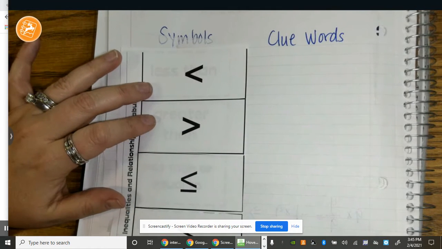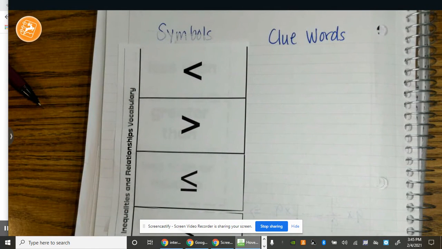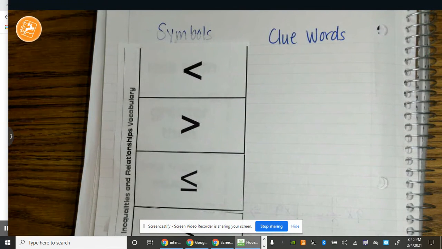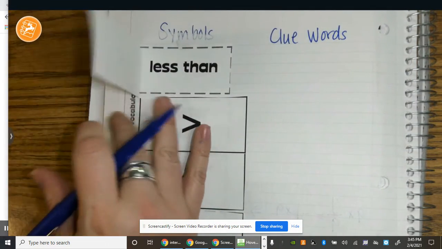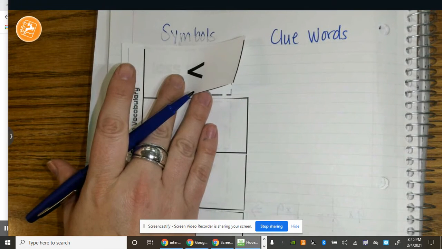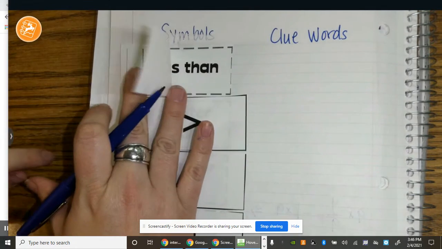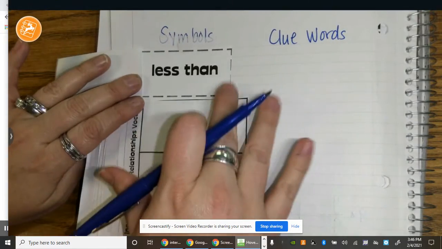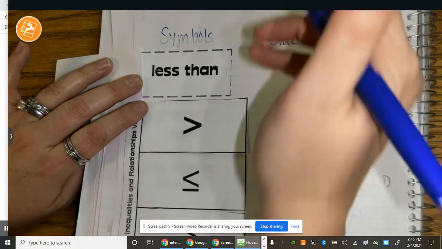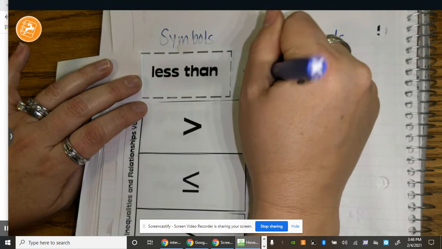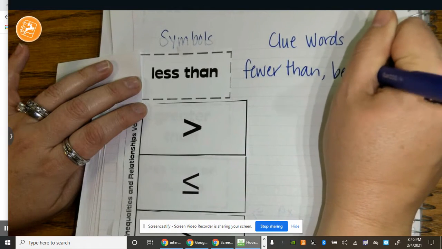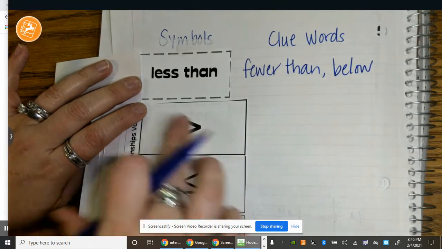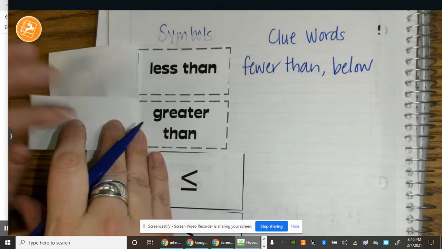Okay. So when you first started out, probably kindergarten, first grade, you saw some of these symbols, and your teacher may have called them the alligator mouth. But they are actually inequalities and they have their own special name. So this one is less than. How I remember this is it looks like an L that got lazy and fell over. If I straighten this up, it looks like an L. This is less than. Some clue words that also mean less than are fewer than and below.